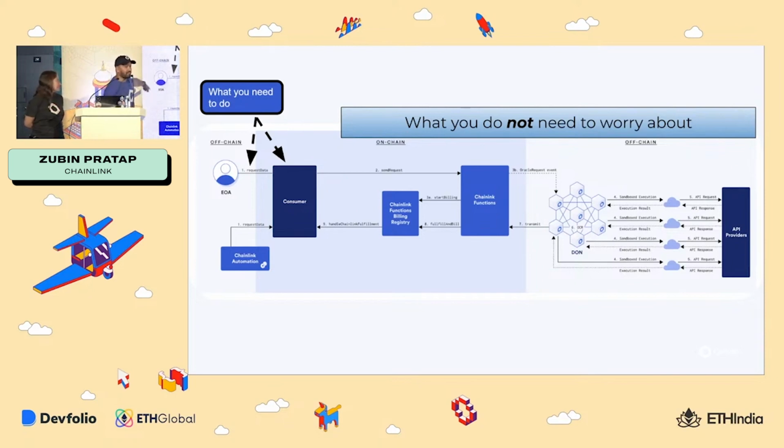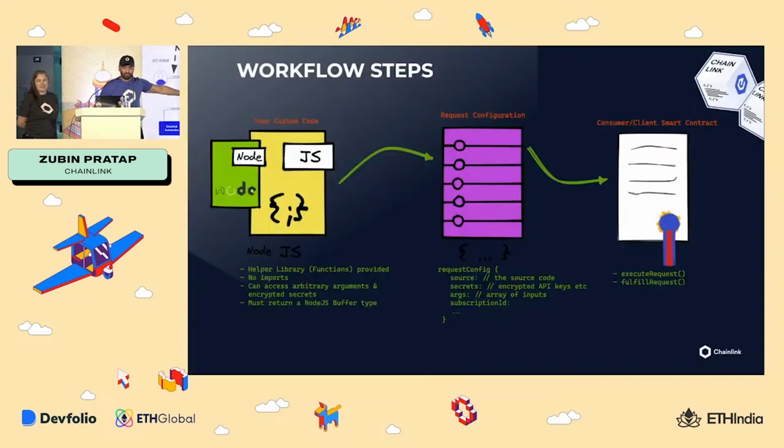So, big diagram, just to tell you that all you need to worry about is this bit on the left. This is all you need to worry about. Just put your smart contract up, have a subscription, and invoke your Chainlink Functions. Everything else is done by the Chainlink decentralized oracle network and the technology we've produced, right?